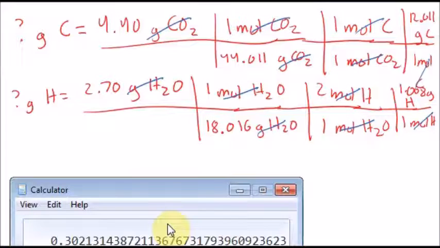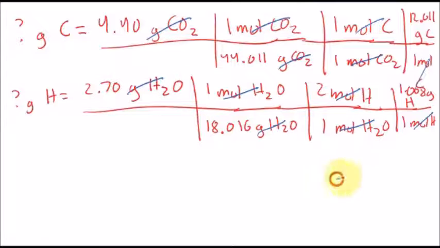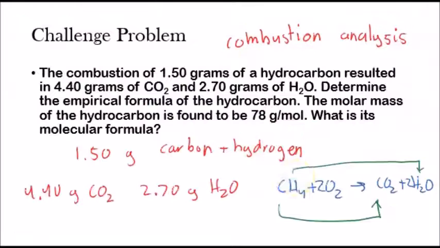And yes, like we said, this is coming out to about 0.30. So we were correct there. So we have 0.30 grams of hydrogen and 1.20 grams of carbon. So this is a big step here. Our original deduction, that all the carbon is going to go into the CO2 and all the hydrogen is going to go into the water, was indeed correct.